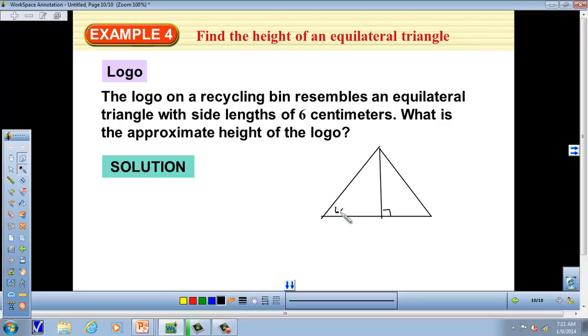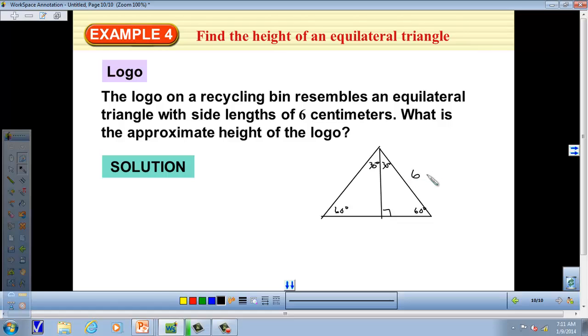We know that this is 60 degrees. We know that this is 60 degrees. Since this cuts this in half, this is going to be 30 degrees, and that's also going to be 30 degrees. And these two triangles should be congruent as well.